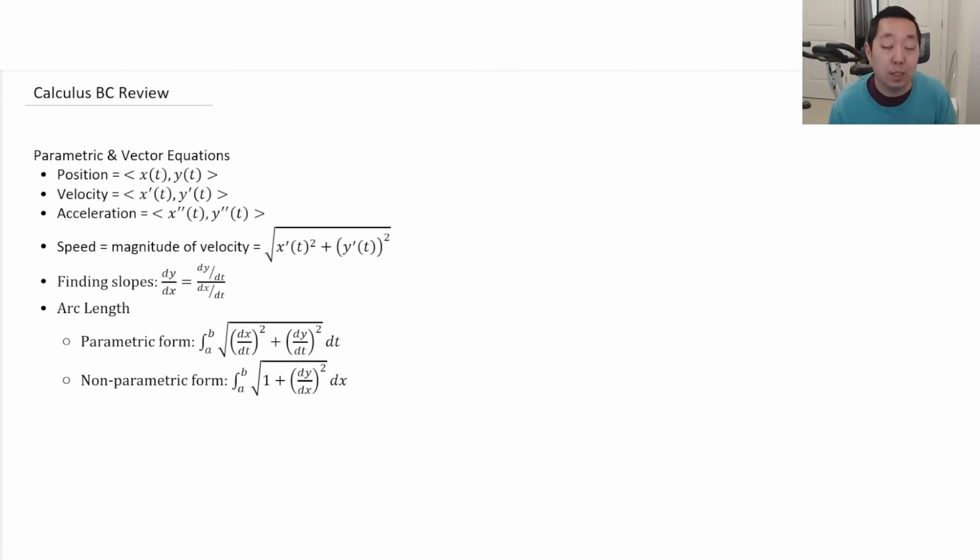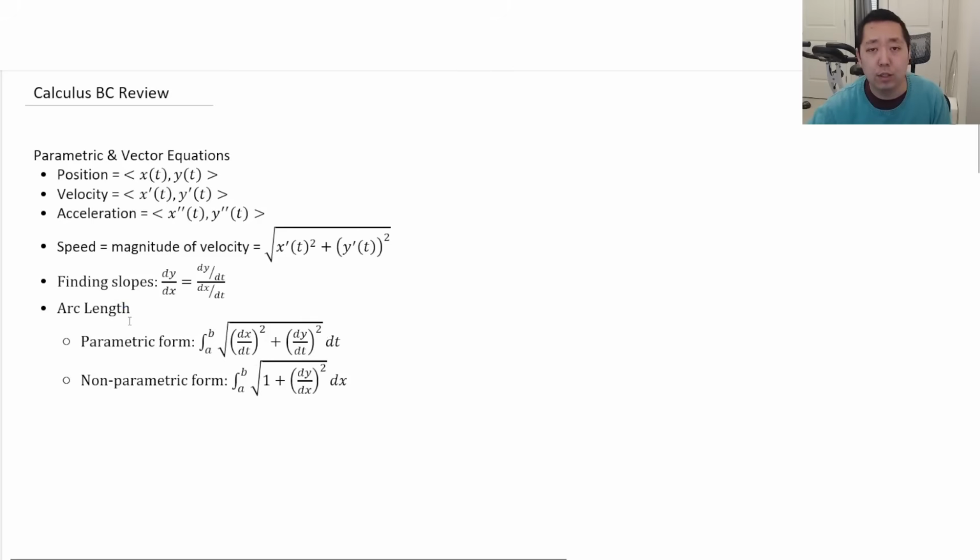If you ever want to find the speed of something, you do the magnitude of the velocity vector. So we use that Pythagorean theorem to find the magnitude of the velocity vector. If you want to find the slope of a tangent line, we kind of use the chain rule. It's a version of chain rule. So dy/dx is dy/dt over dx/dt to find the slope of a tangent line, or just taking derivatives in general.